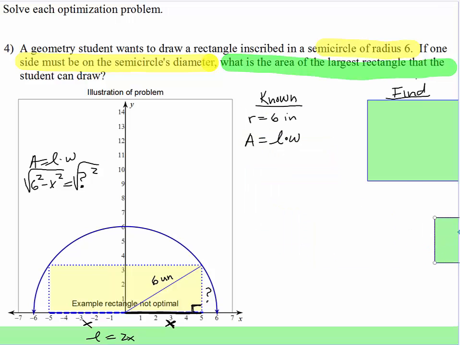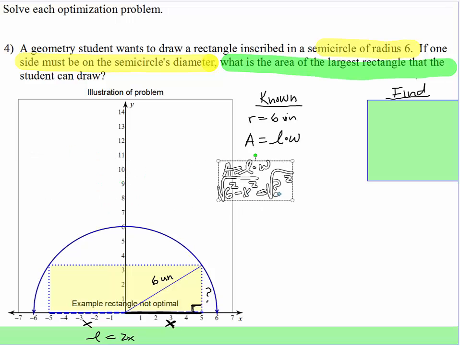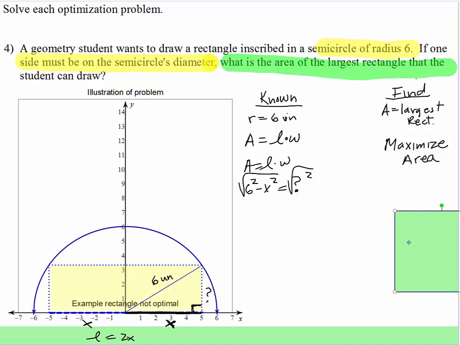What we do know for sure is the radius is 6. I put inches, but really I should have just put units because it doesn't tell us inches. And we know the formula for a rectangle, since that's what we're dealing with. We can derive this other stuff from the information that's given. But what we want to find is the area of the largest rectangle that the student can draw.